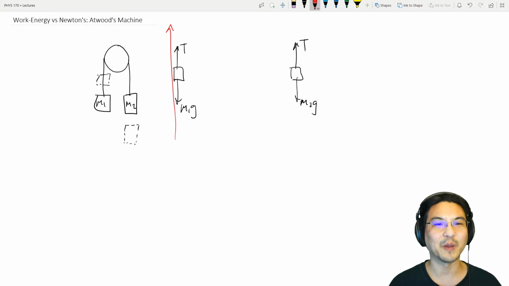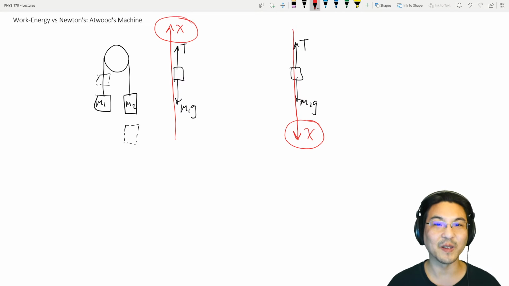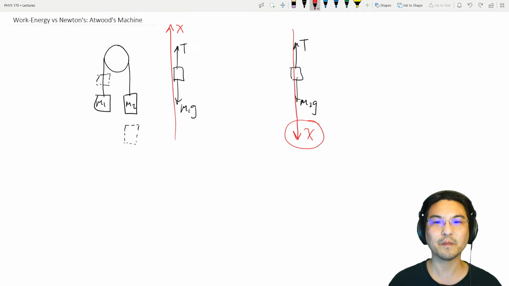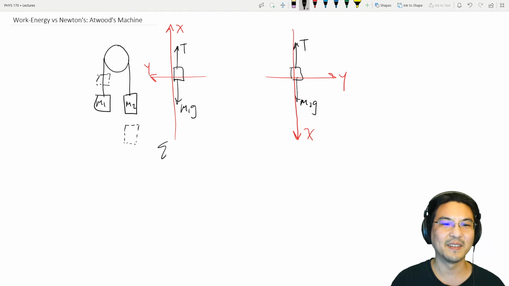So I'm just going to draw my coordinate x going up, and I'll call it whatever I want, x. And since I know block 2 is going down, I will also draw my coordinate axis in that direction, and I'm even going to call it the same x. So both blocks are moving in the positive x direction. That way I don't need to keep track of which one is positive and which one is negative. They're both positive.